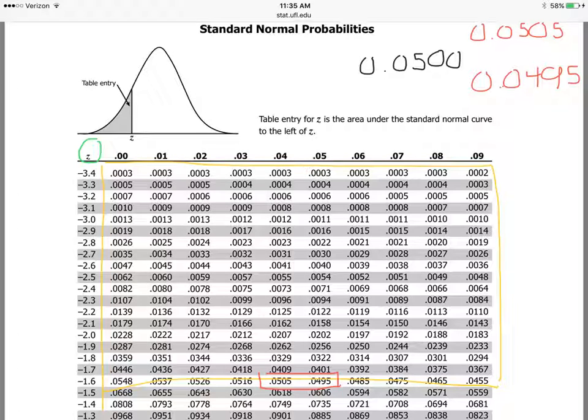So this problem says the cumulative area corresponds to what z-score? And it says if the area is halfway between two entries, we use the z-score that is halfway between the corresponding z-scores. So what are those z-scores? Well, I notice they are both in the row that has a z-score of negative 1.6. One is in the column that has a 4 in the hundredths place, and the other is in a column that has a 5 in its place.